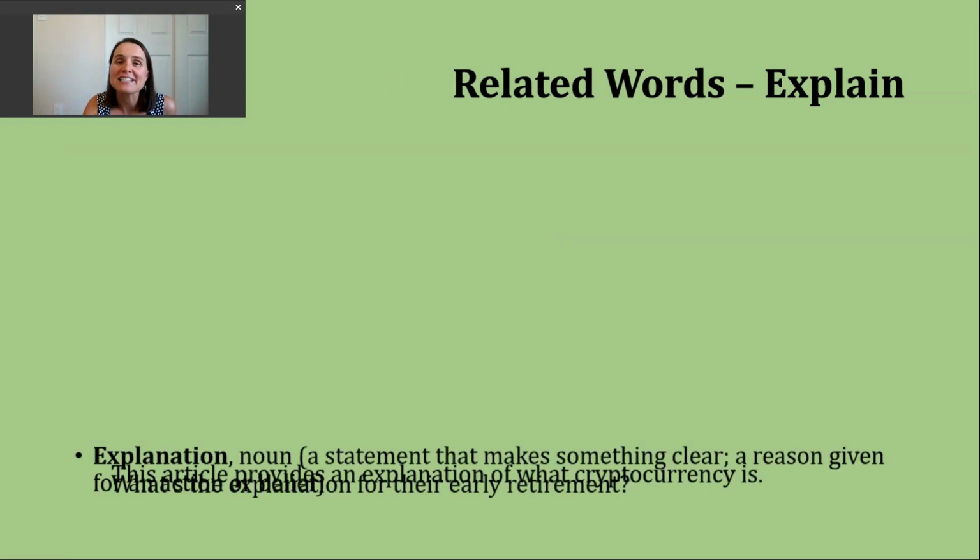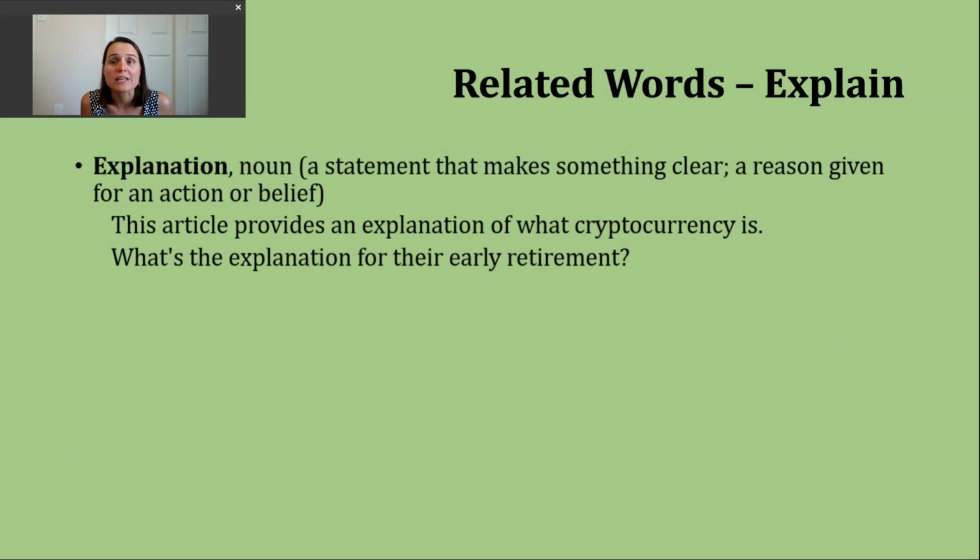Now, let's spend a little time looking at words that are related to our verb explain. The first word we're going to look at is the noun explanation. This can have a couple different meanings. One is just a statement that makes something clear. An example of that could be, this article provides an explanation of what cryptocurrency is, right?